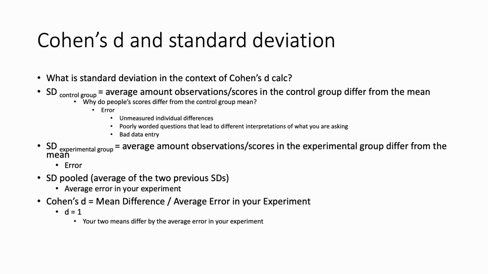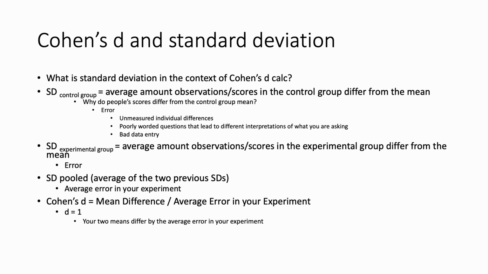Same reason. Our pooled standard deviation is the average of the two previous standard deviations. So really, your standard deviation in the context of Cohen's d is the average error in your experiment. The average error in my control group averaged together with the error in my experimental group. So my pooled standard deviation says, on average, there's this much error in my data set. So Cohen's d is just your mean difference divided by the average error in your experiment. So a Cohen's d of 1 means my two means differ by the average error in my experiment.